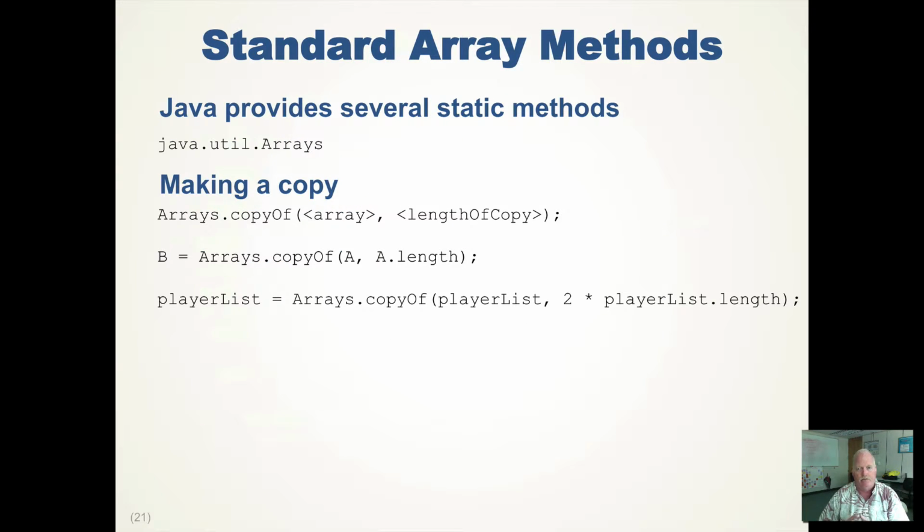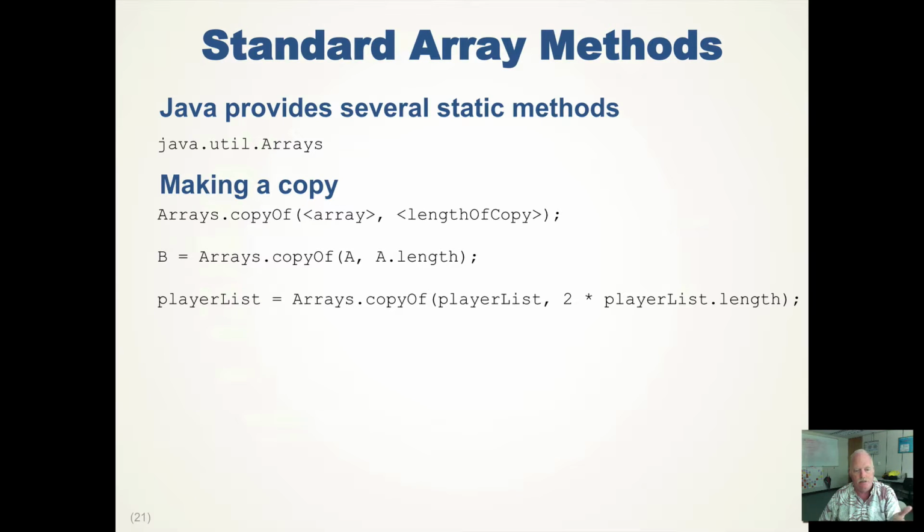So Java has a very nice class called java.util.Arrays that does a lot of things on arrays that are very, very helpful. You can make a copy of an array by using Arrays.copyOf. You supply it the original array and the length of the copy, so how much do you want to copy, and it will return you a copy. So we could say B equals Arrays.copyOf(A, A.length), which was much easier than doing all that work we did before. The same thing with a player list.